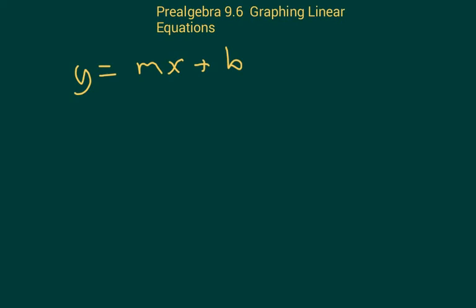Lesson 6 of Chapter 9 is on graphing linear equations, and we learned in the last section that slope-intercept form of an equation is in the form y equals mx plus b, where whatever the value for m is, that is the slope, and whatever the value for b is, that is the y-intercept. M could be a positive or negative number, it could be a fraction, but it represents the rise over the run.